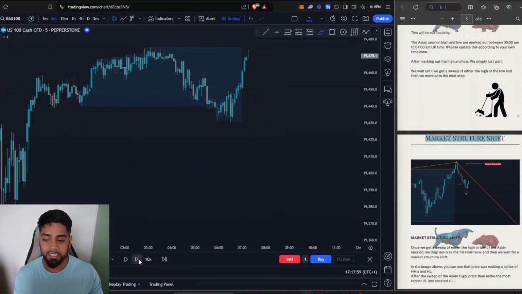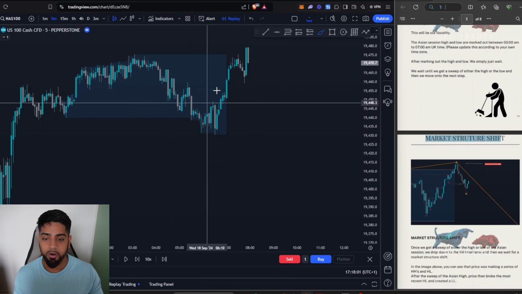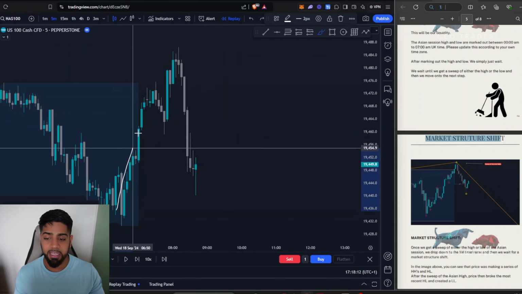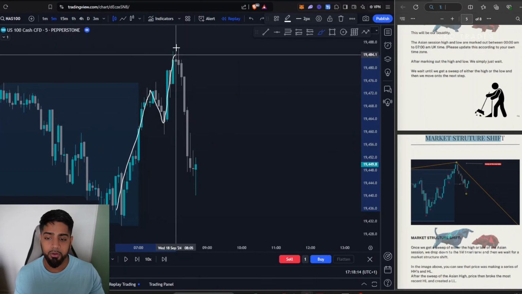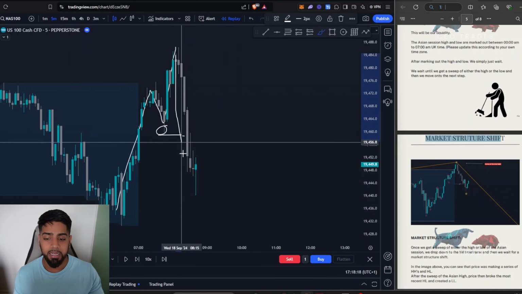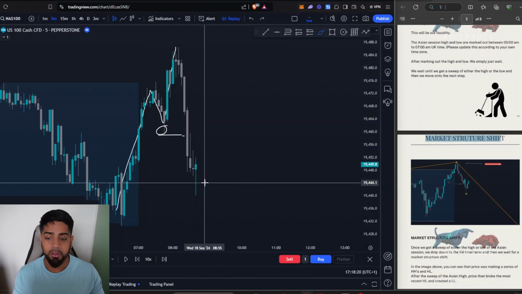And as we can see, price then gives us a sweep of the high right there. Now we're simply going to wait for a market structure shift. As we can see right here, we had this higher high, higher low, higher high, and the price broke below this previous higher low and gave us this lower low. Once we've seen this, we've understood that this is a market structure shift where structure has shifted from bullish to bearish, signifying that we're ready to go lower.